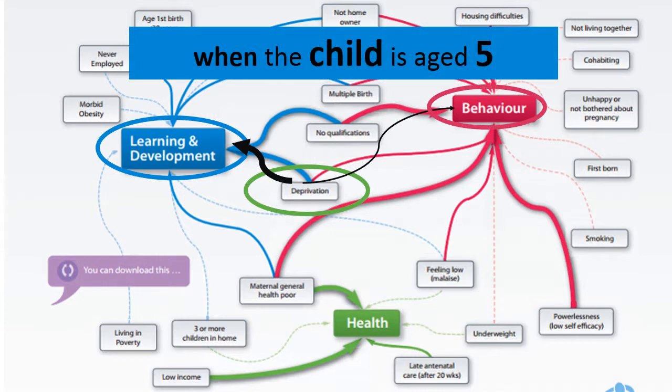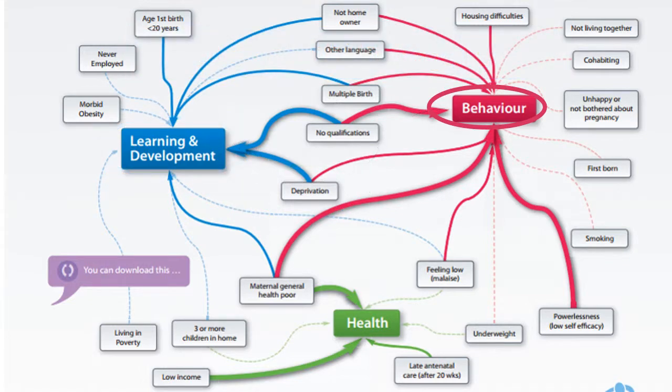You may have noticed that some maternal factors are missing from this chart, such as domestic violence or substance misuse. There is strong evidence to say these factors affect outcomes for children, but the factors were not collected in the study when the data was collected.